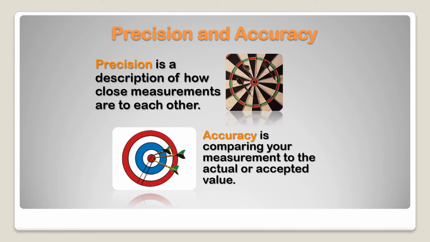But when it comes to science, the ones that you should really focus on are precision and accuracy, because in science, small differences make big changes in an experiment. So precision is a description of how close measurements are to one another. And accuracy is comparing your measurement to the actual or accepted value. And so the more precise you are, the more accurate you are, the better your data will be.